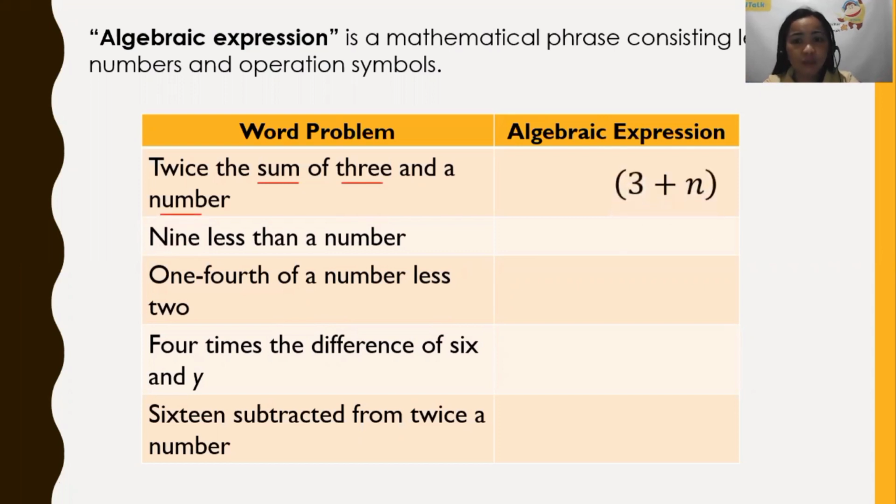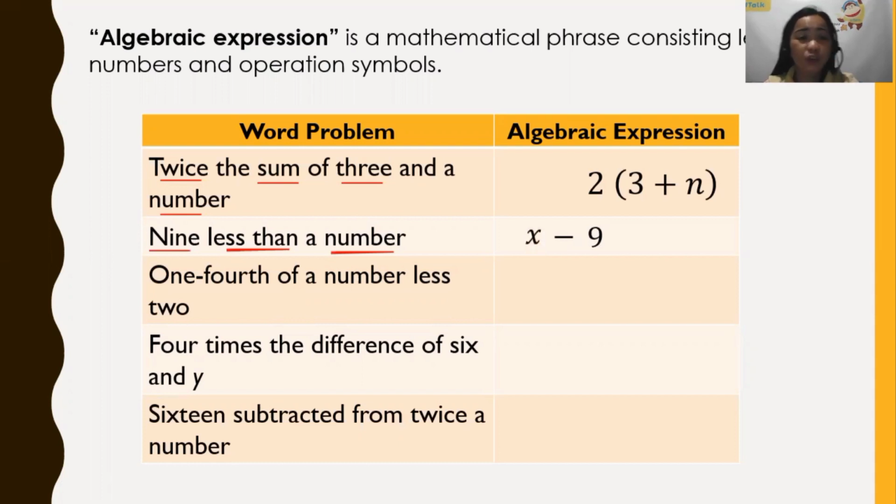So let's put the number 3 and a number into a set of parentheses. So we have 3 plus n, and we have here the word twice, which can be represented by 2 times. So we have here 2 times quantity 3 plus n. Now we have here 9 less than a number. We can represent a number with any of the letters of the alphabet. We have x minus 9.